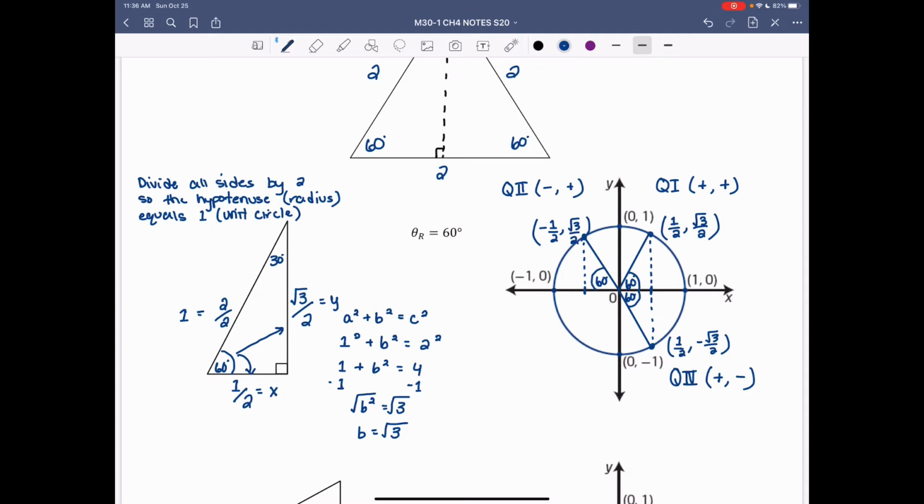And then do the same for quadrant 3. In quadrant 3, the x value is negative and the y value is negative. Go down until we intersect our unit circle. That point would be negative 1/2 and negative root 3 over 2. We can draw our terminal arm. And our reference angle is 60 degrees.